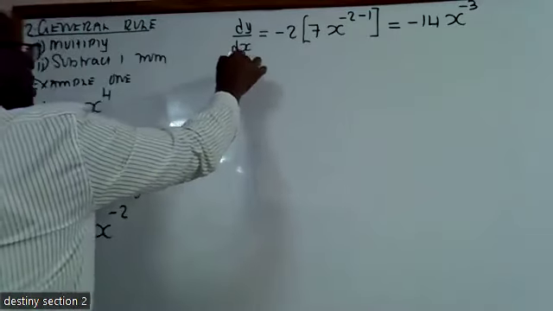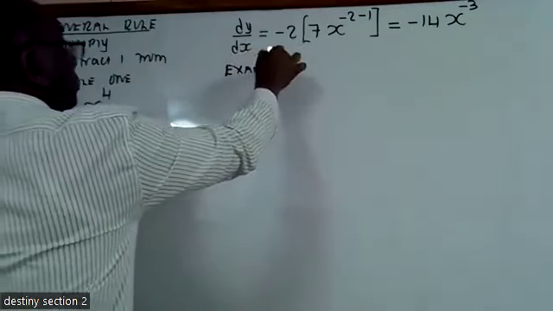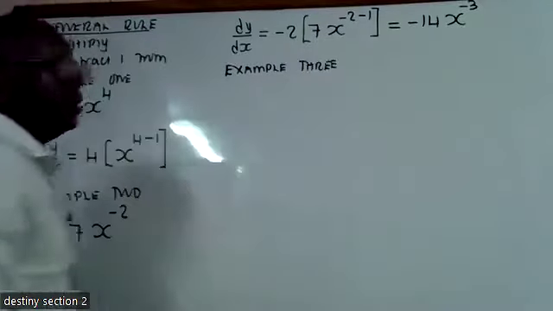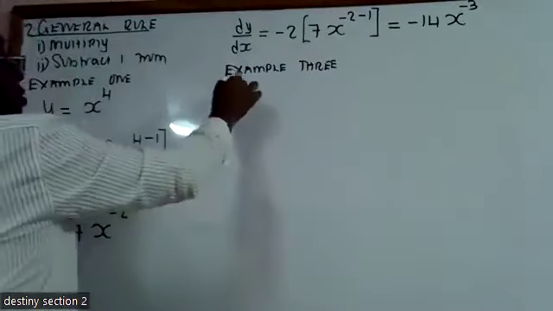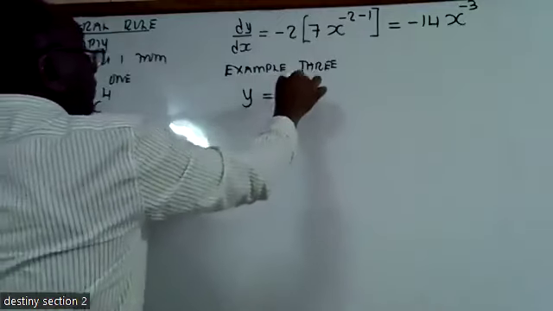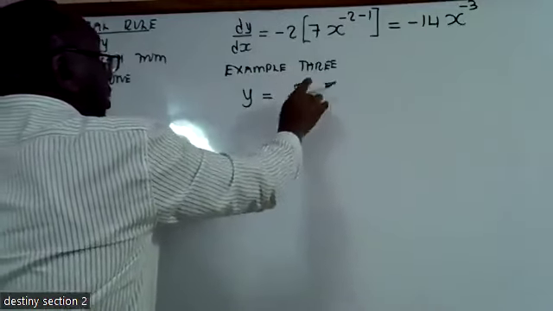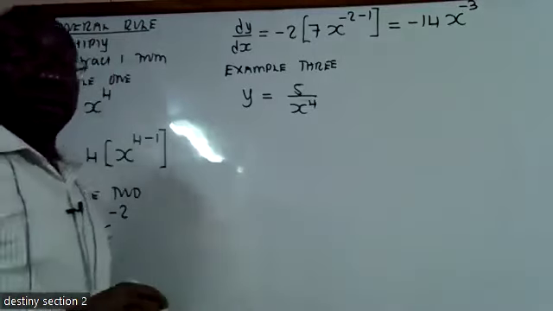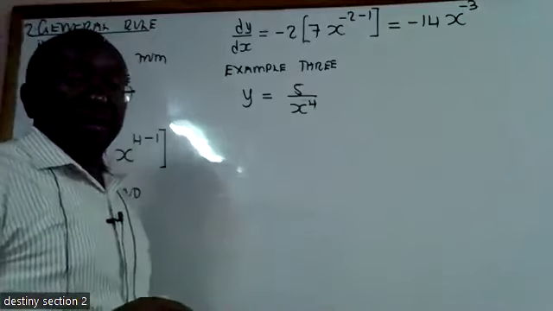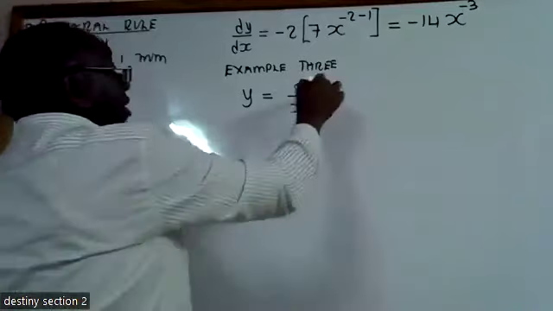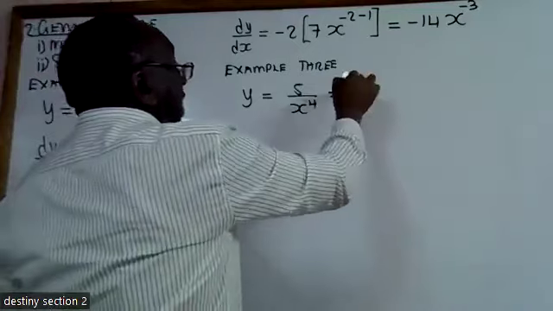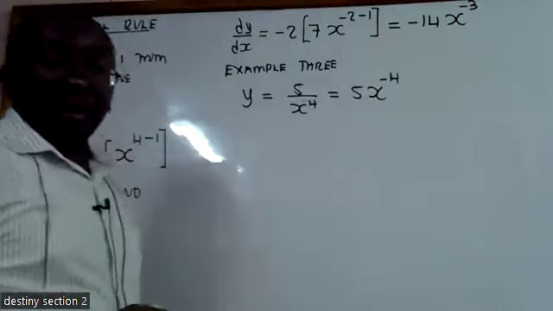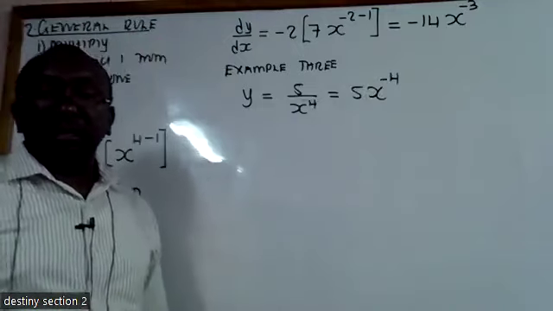If I gave you another example, example 3. If we are told y is equal to 5 out of x raised to power 4, now this is the same thing as 5x raised to power minus 4, going by the rules of indices that we did show.